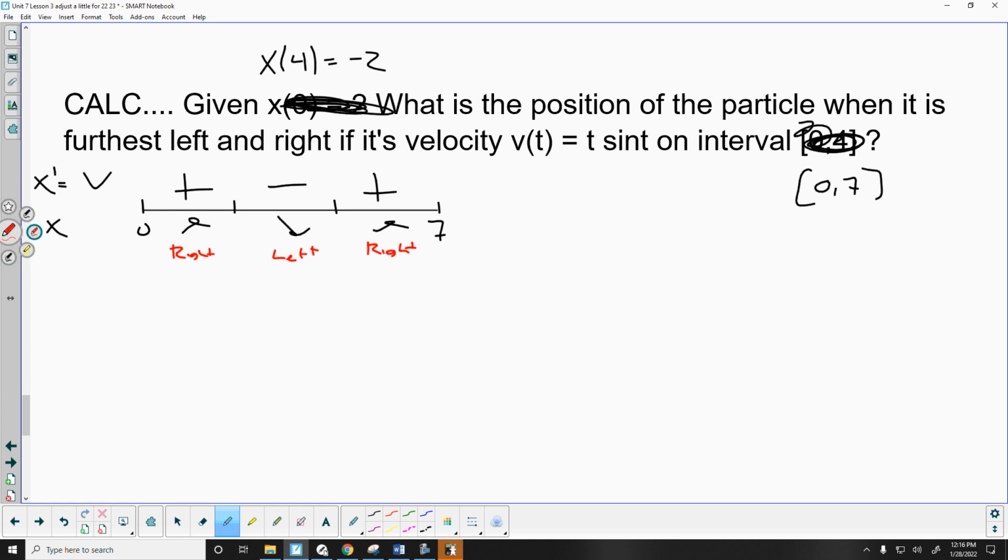Now, here are those intersections. Pi, 2 pi. All you need to do is find, if you want to do this quickly, what x of 0 is, what x of pi is, what x of 2 pi is, and what x of 7 is.